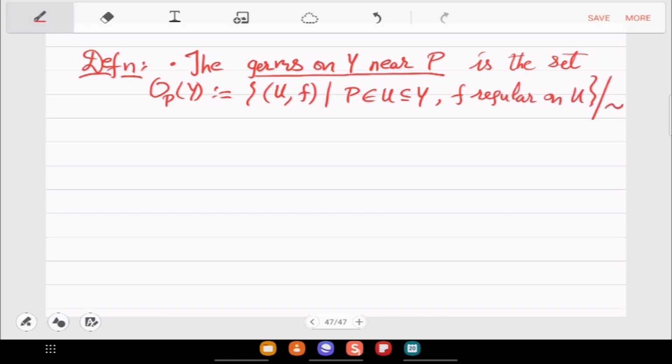And then obviously you have this equivalence idea. So now once you fix a point P in Y, you only look at that part of Ky where P is covered by U. Okay, so that is called germs on Y near P.